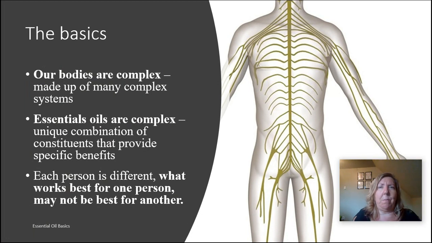So our bodies are complex. We're made up of many complex systems. And essential oils are complex. There's over 300 constituents in each oil. And it is 2 or 3 main constituents that provide the primary health benefits, but they do all work together.